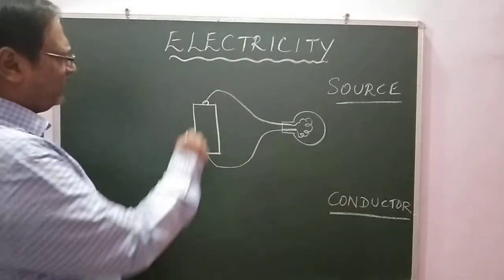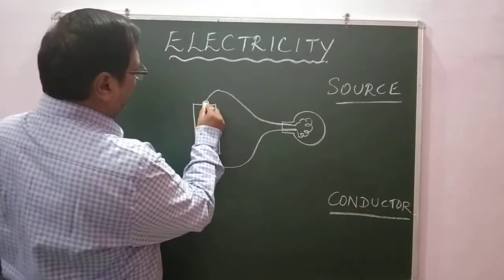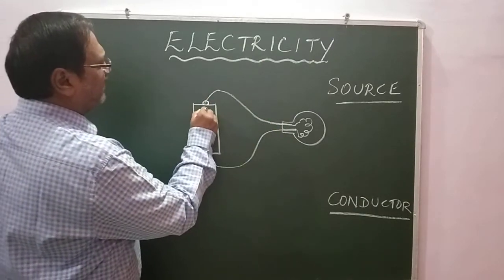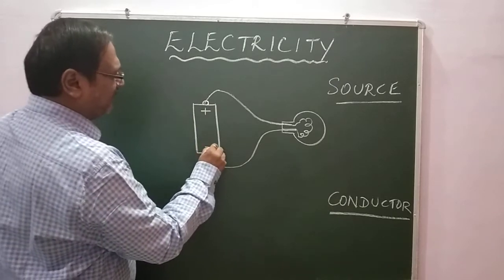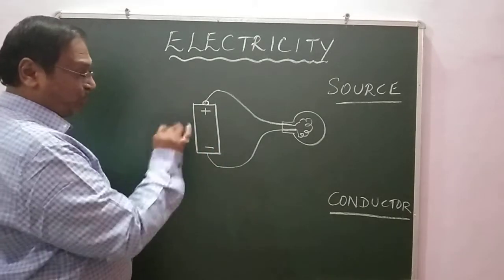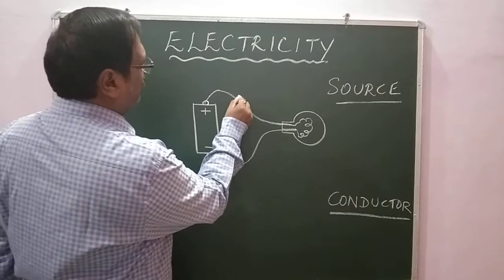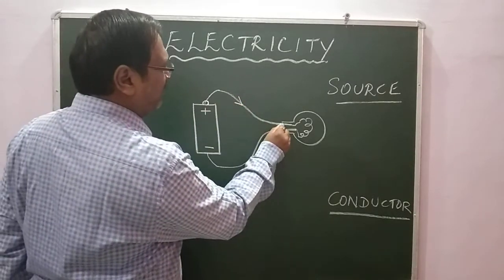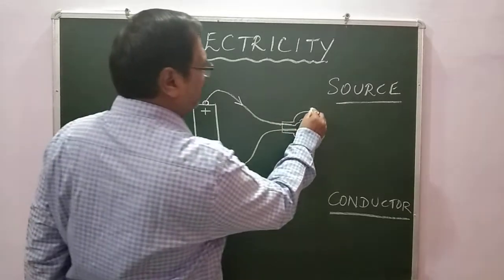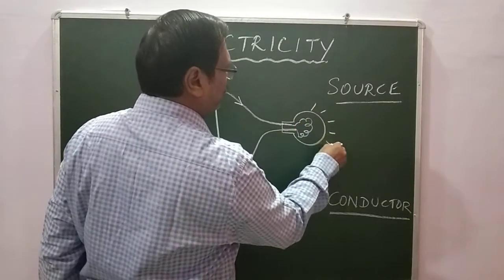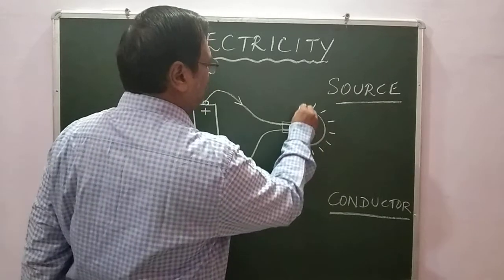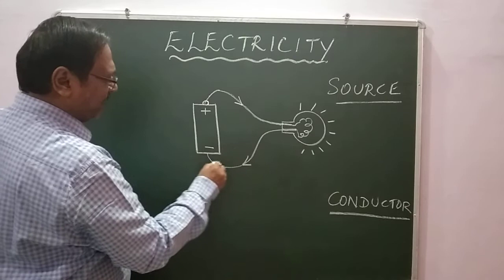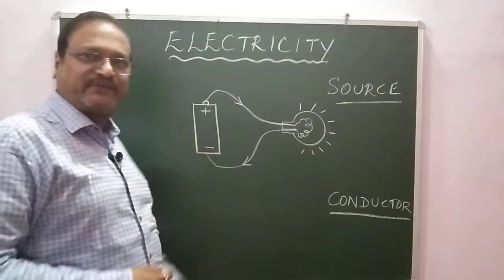Now what will happen actually? When I connect a cell like this, you'll find in the cell it is written positive and this is written negative. You should note all that carefully. So the electricity flows through the wire into the bulb's filament, and the bulb will glow. And the electricity will come back and go back to the negative.